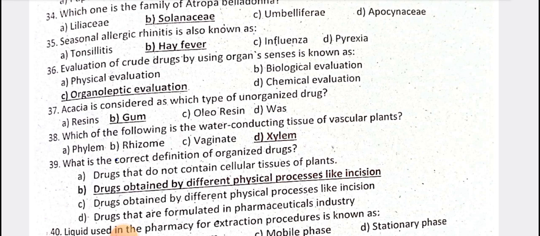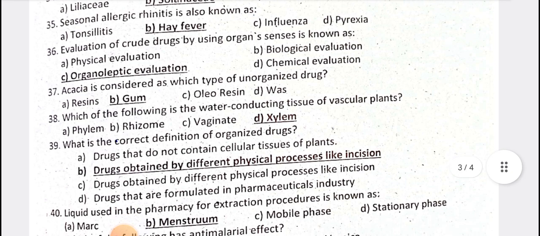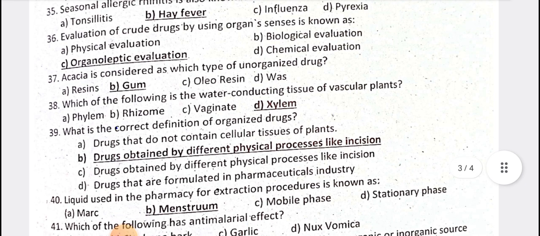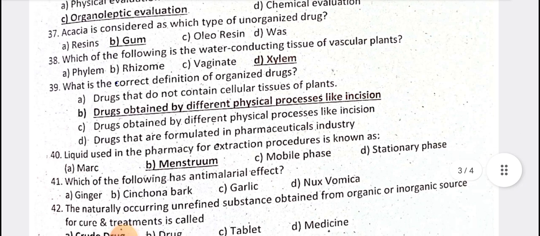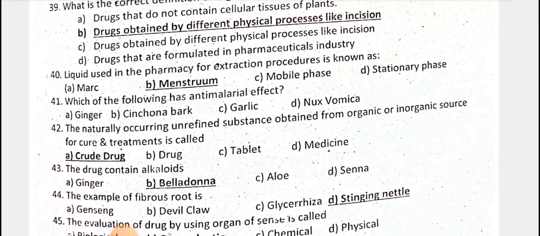Acacia is considered as which type of unorganized drug? Gum. Which of the following is the water conducting tissue of vascular plants? Xylem. What is the correct definition of organized drug? Drug obtained by different physical processes like incision. Liquid used in pharmacy for extraction procedure is known as menstruum. Which of the following has anti-malaria effect?